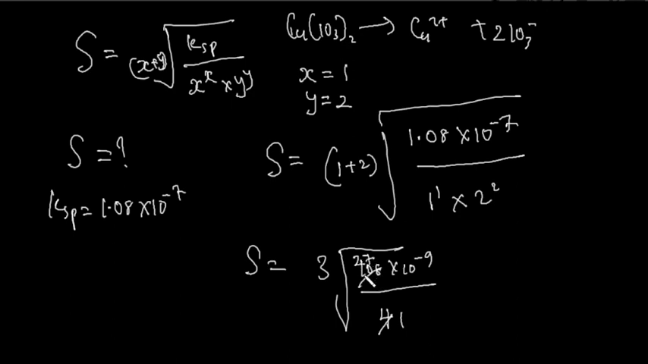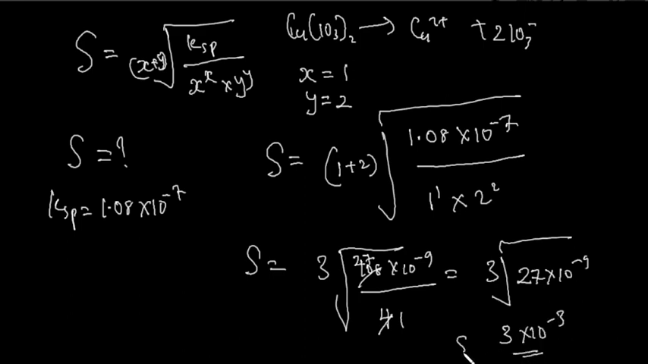If you go through with this, it should give us 27. Yes, and with this we now have a perfect cube. So s is going to be the cube root of 27 times 10 raised to power minus 9. Cube root of 27 is 3, and cube root of 10 raised to power minus 9 is 10 raised to power minus 3. And that is going to be our answer. The solubility is 3 times 10 raised to power minus 3 mole per dm cube.